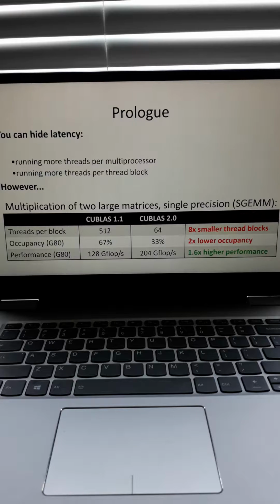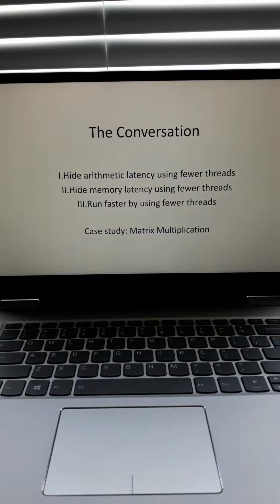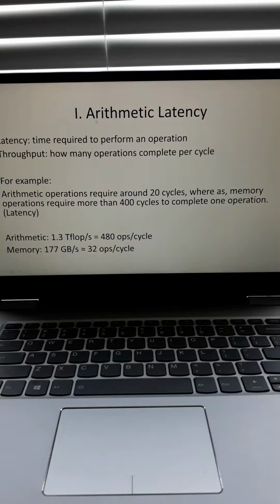In CUBLAS 2.0, by using 8 times fewer threads per block and with 2 times lower occupancy, we have achieved a performance which is 1.6 times better than the earlier one. So in this talk, we are going to cover how to hide arithmetic latency using fewer threads, how to hide memory latency using fewer threads, how to run faster by using fewer threads, and a case study on matrix multiplication. Now let's talk about arithmetic latency.